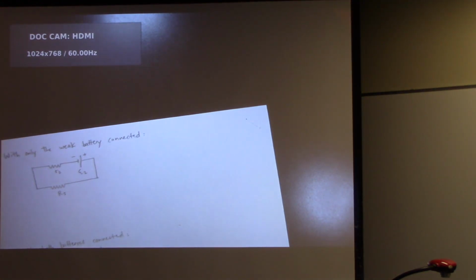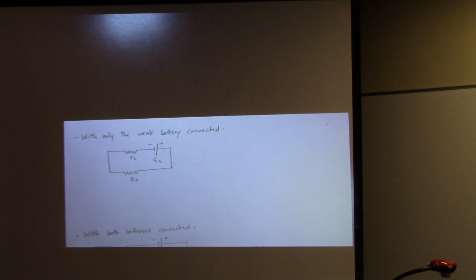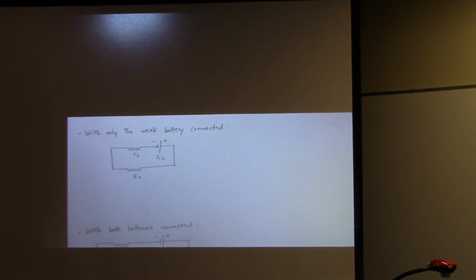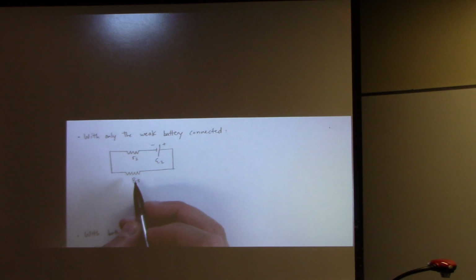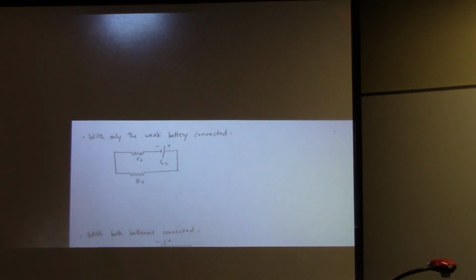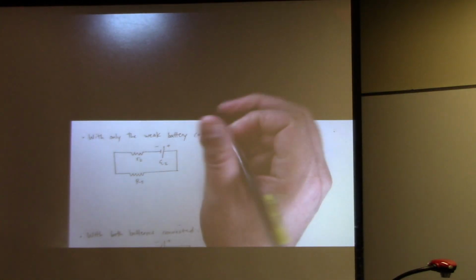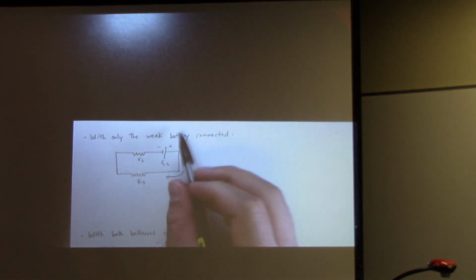So let's work it out. We have two situations here. The first situation is we only have the weak battery connected and nothing else, so this is what the circuit looks like. We have RS for the starter motor, we have little r2 for the weak battery's internal resistance, and epsilon 2 for its EMF. So we know which direction current is going to flow. It's going to flow off the positive terminal, around the circuit, and then loop back around to the negative terminal.